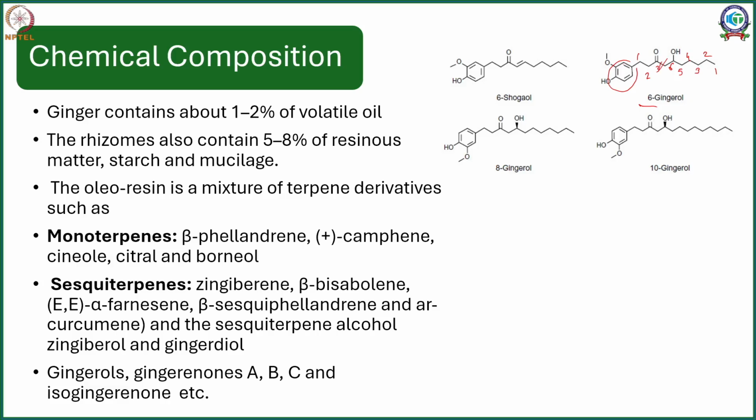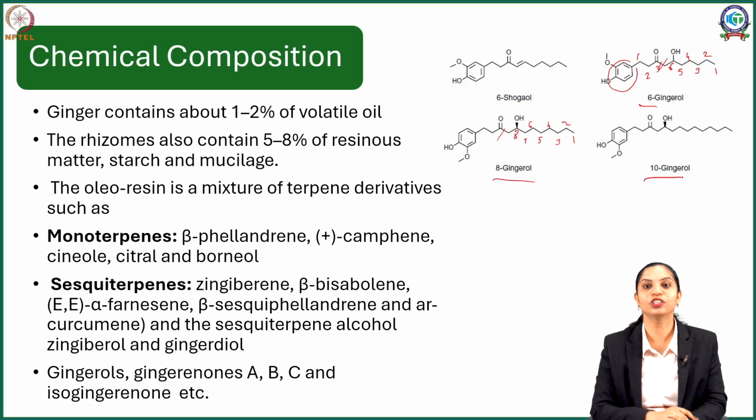Again, if you see your 8-gingerol, you have a phenylpropanoid moiety out here. But if you see the hydroxy position, you will see here 1, 2, 3, 4, 5, 6, 7 and 8. So here hydroxy is at 8 position. So you have your 8-gingerol. Similarly, you will have your 10-gingerol. You can just do the counting and you will see it matches. So 6, 8, 10 gingerols.